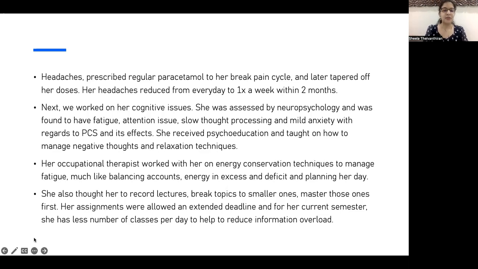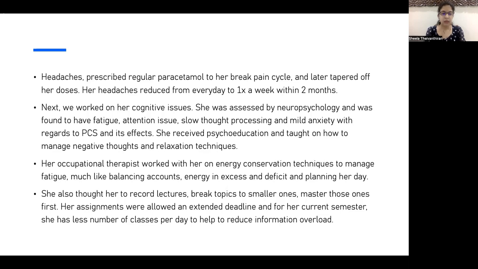All right. So then she was also taught to record her lectures, with permission of her lecturers, of course, and play them back so she can focus better, playing and stopping, making notes, so that helps with her memory. It becomes a visual memory for her. It helps her encode.